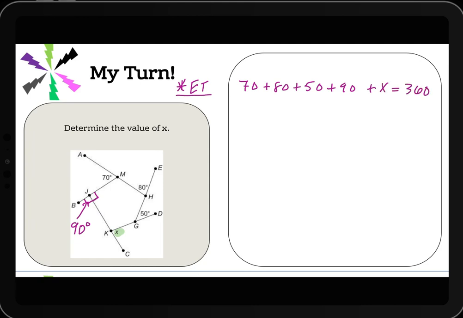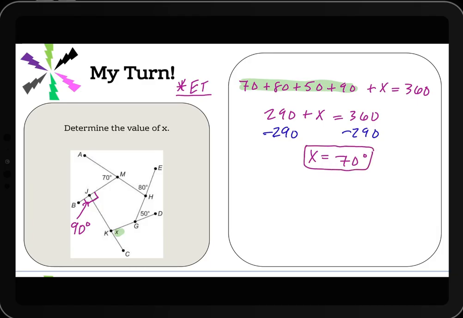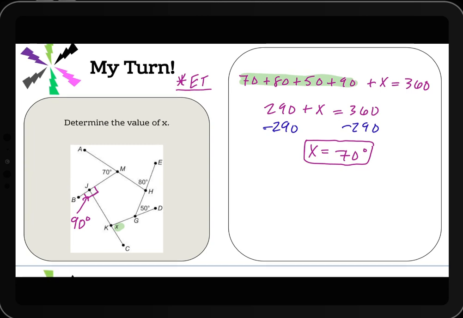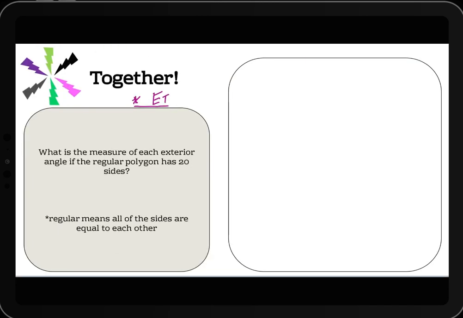And of course, as you know, these are going to end up being all of the terms we can add together. So here we end up with 290 plus x equal to 360. And then I'm just going to go ahead and subtract the 290 from the 360. So I end up with a nice 70-degree angle there for x. So that's how I use the exterior angle theorem, which is what that's referring to, to figure out the value of that missing variable there.